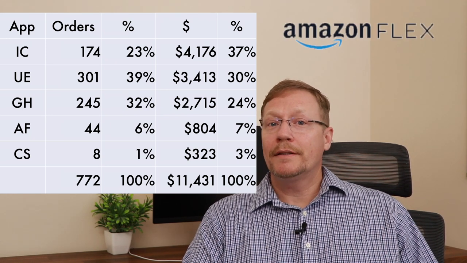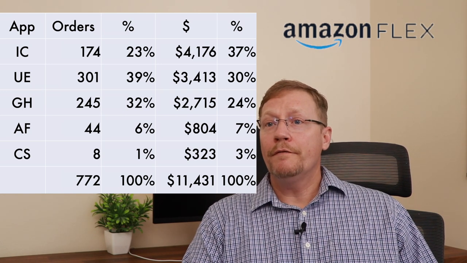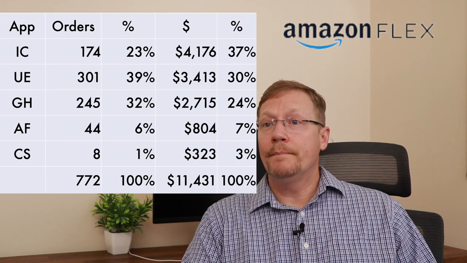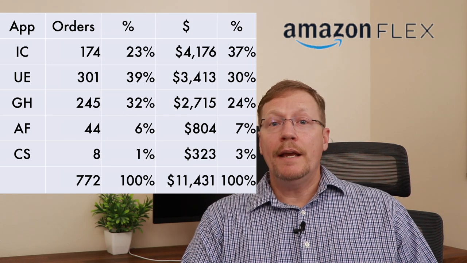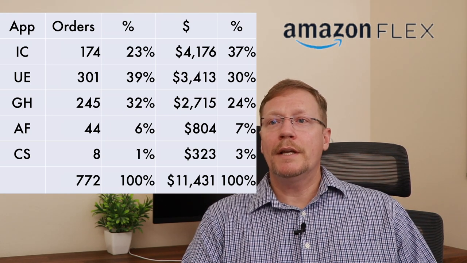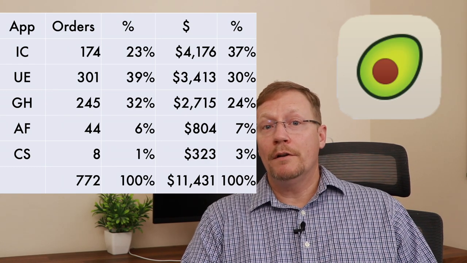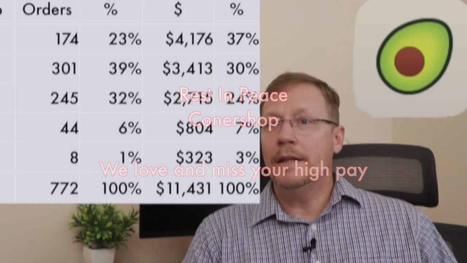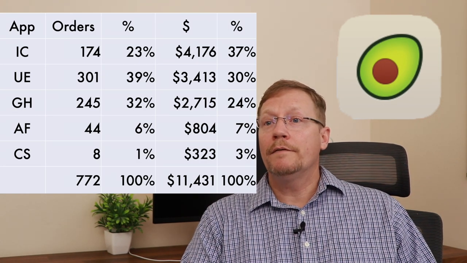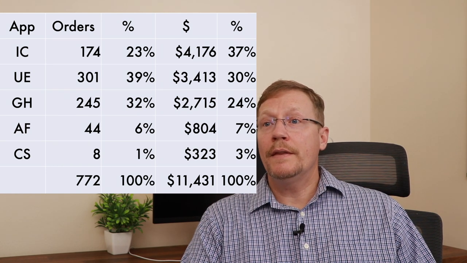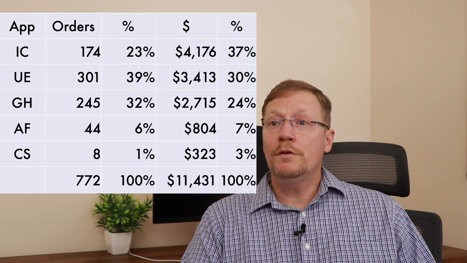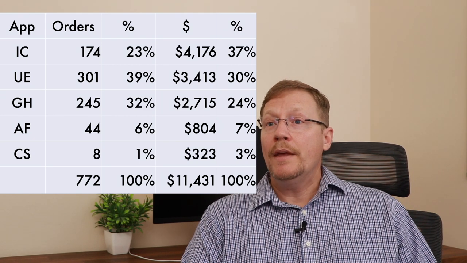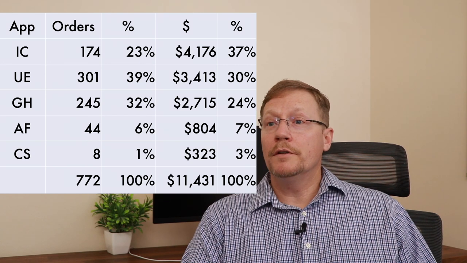Next, Amazon Flex. I like those orders anytime I can get them. I did 44 trips with them, and I count all the stops. That was 6% of the total gig economy runs that I did, and that was $804, coming to 7% of my earnings. Lastly, Corner Shop, you know, Uber Eats shut them down, and I have other videos on that. I did 8 trips with them. That's 1% of the total trips. I made $323, and that's 3% of my total earnings. And as you can see there, the total orders that I did in 2022 is 772. And then the total earnings is roughly $11,431. Overall, 2022 was a great year.